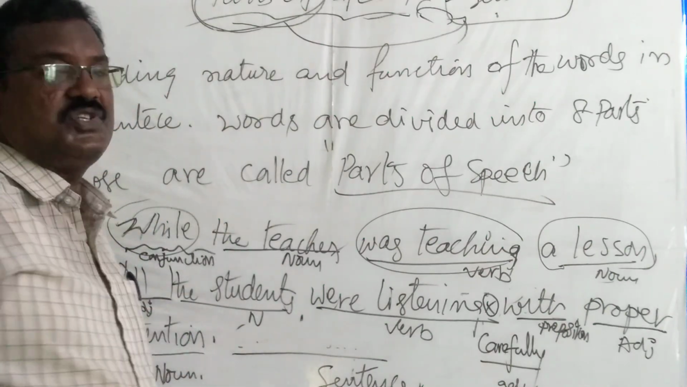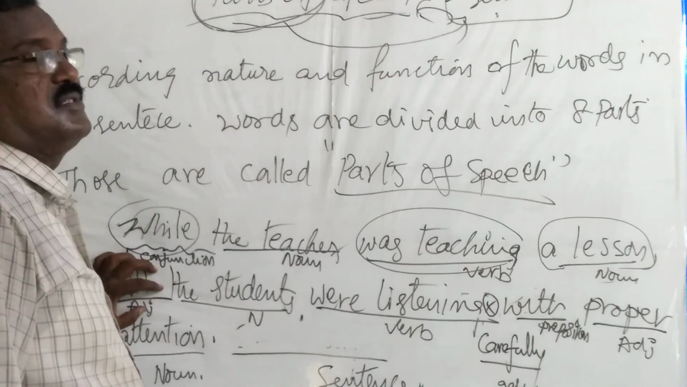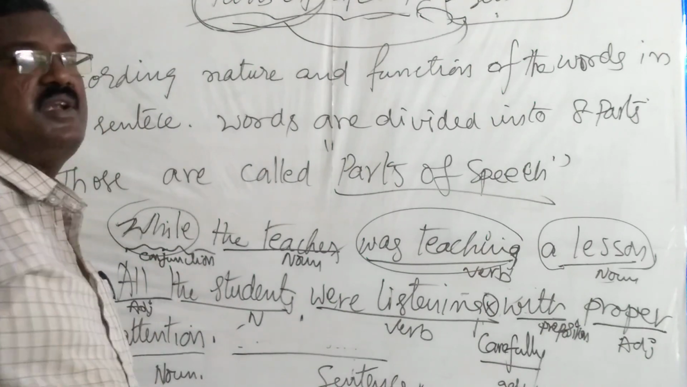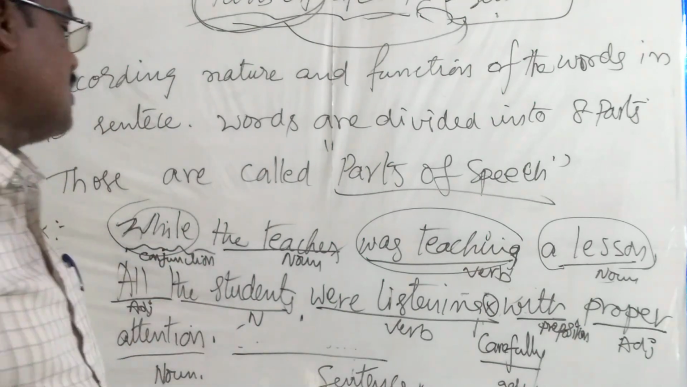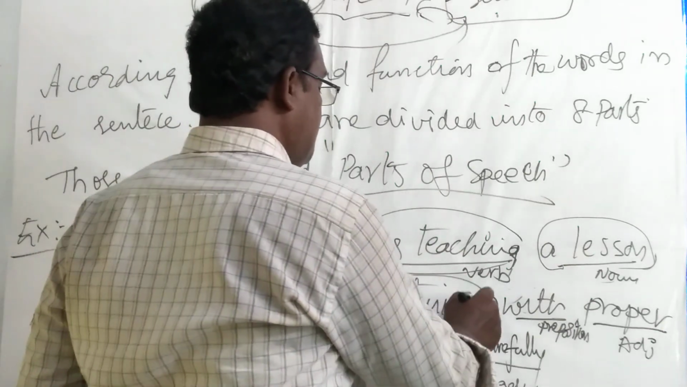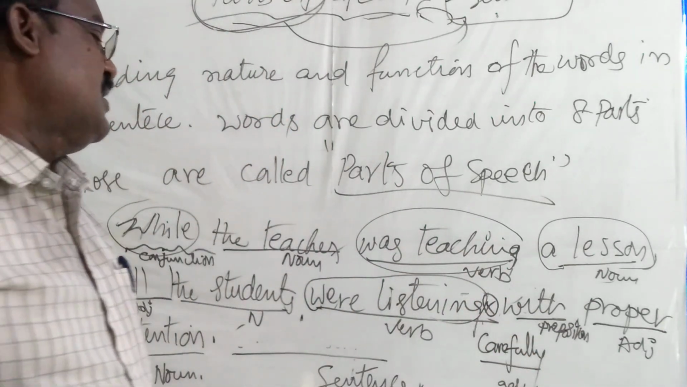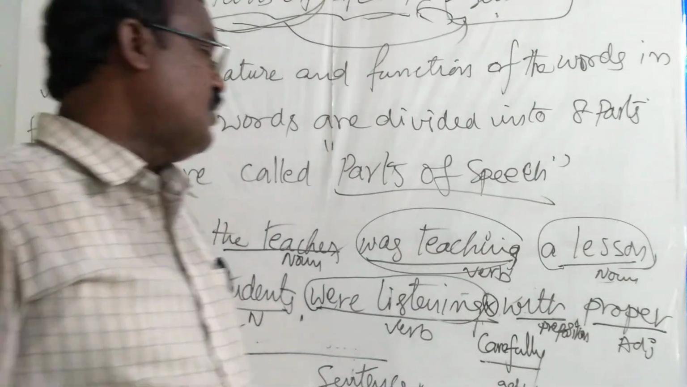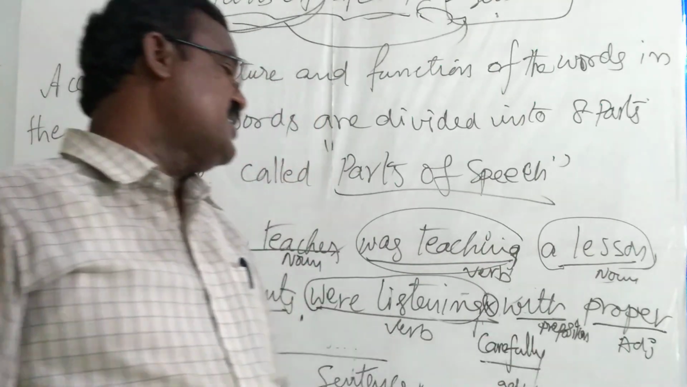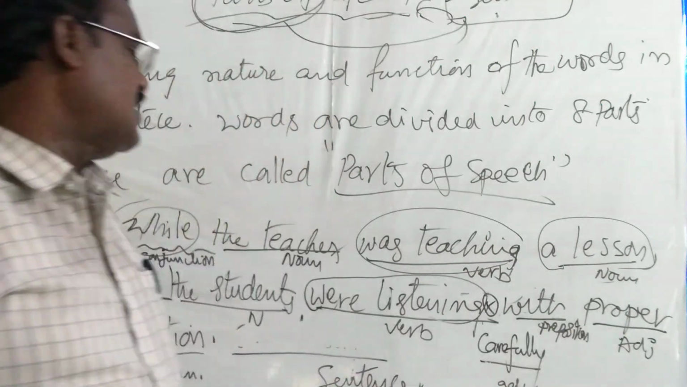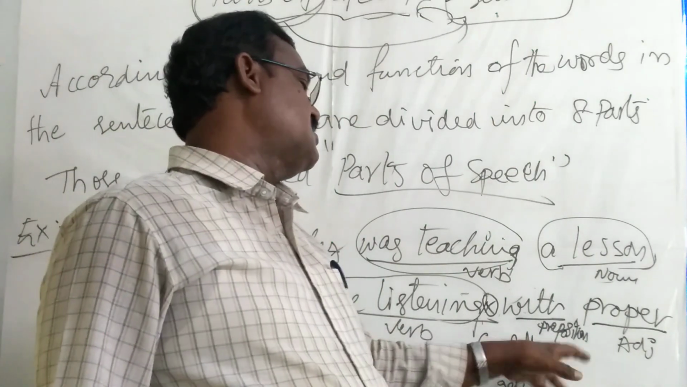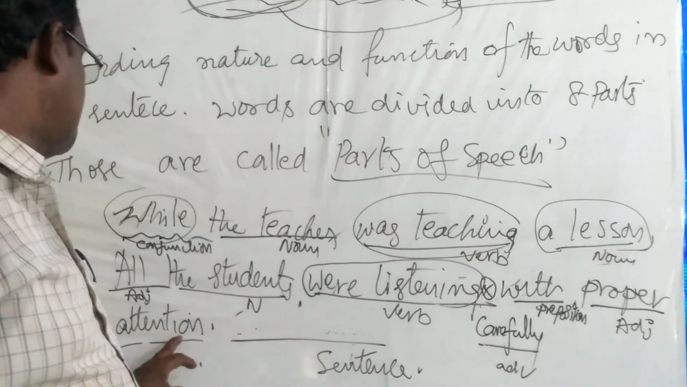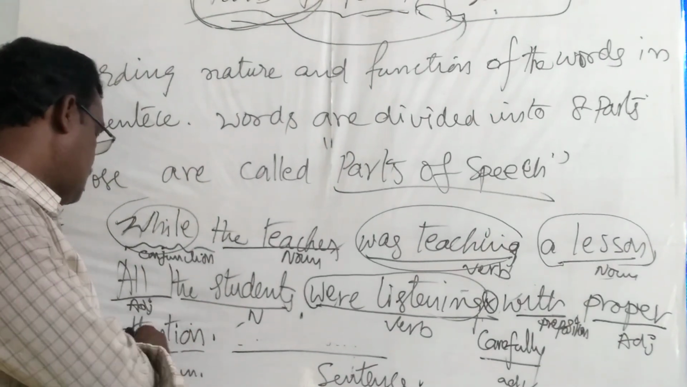All is an adjective. The students: how many students? All the students. Some students, few students, a few students. These are called adjectives. Were listening: were is be form, listening is V1. Carefully, with much interest. How are they listening? Carefully they are listening. So carefully is an adverb. With the proper attention, with is a preposition. Proper attention. Proper means suitable attention. Attention, with ion, so this is also called a noun.